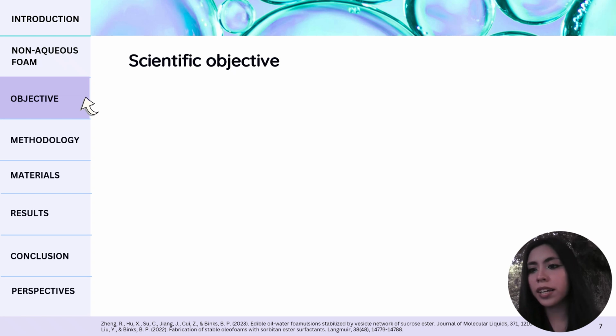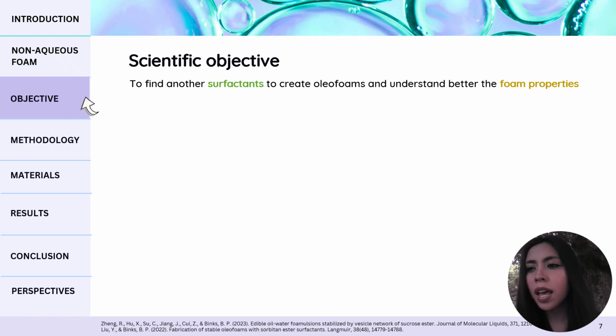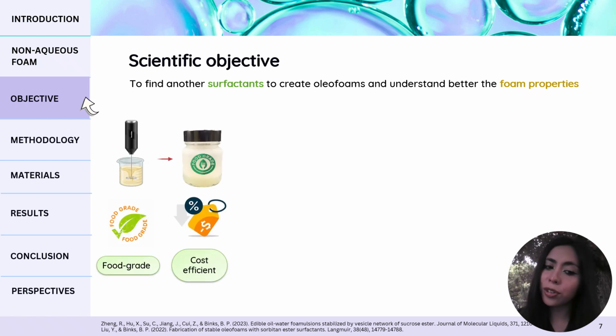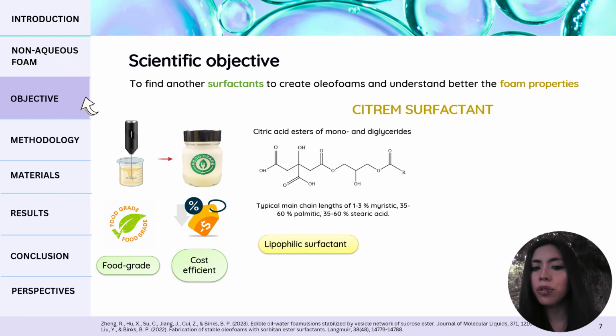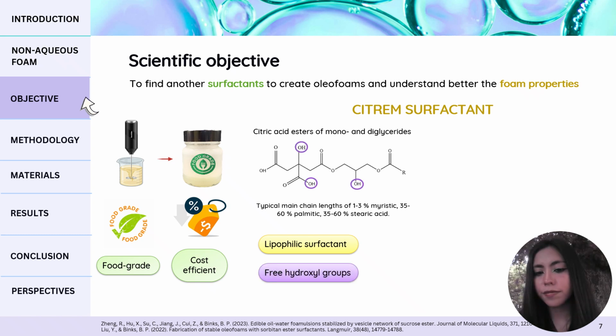My scientific objective is to find another surfactant to create oleofoams and understand better the foam properties. For that reason, I'm looking for a new surfactant that can be food grade and cost efficient. And for that reason, I propose the citric surfactant, that is citric acid esters of mono- and diglycerides. This is, like the previous ones, a lipophilic surfactant. They have free hydroxyl groups which help us to stabilize the system.